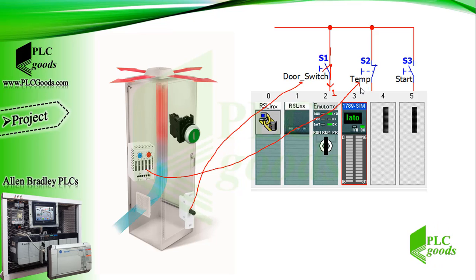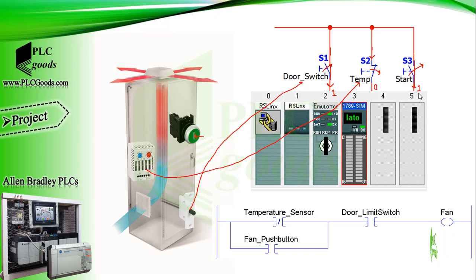The temperature sensor is connected to the PLC using its normally closed contact. So, when the temperature is higher than a specified value, for example 30 degrees centigrade, this contact will be open, so the voltage won't reach the PLC input, and the related input address will be 0 in my program. Like the door limit switch, if this push button is pressed, the voltage will reach the PLC input module. So, its related input address will be true in the PLC program. This program can turn on the fan.